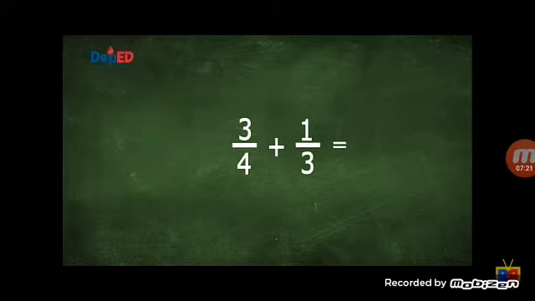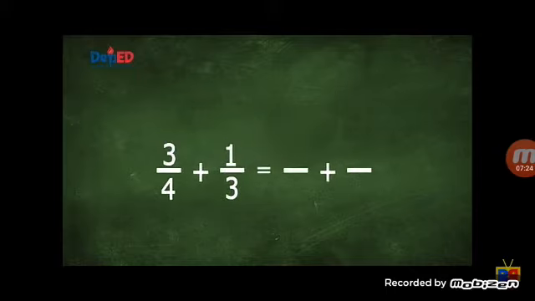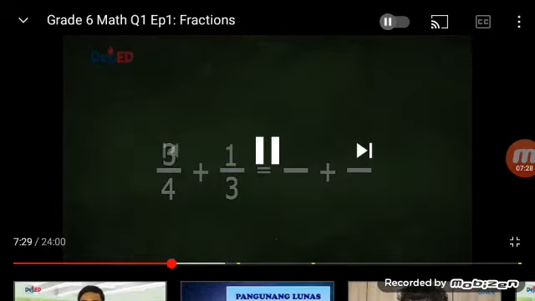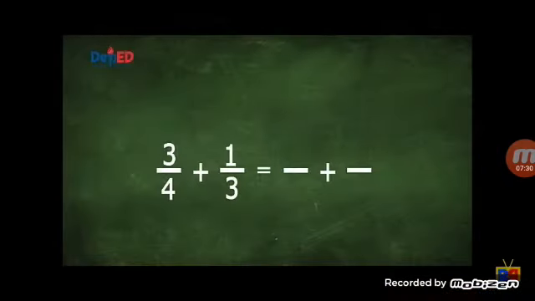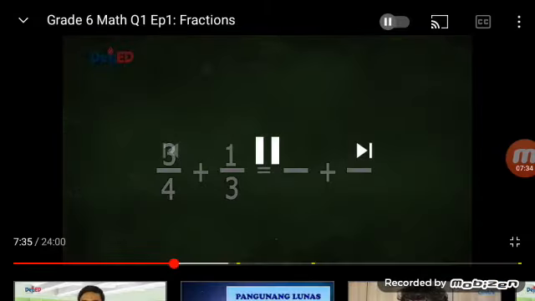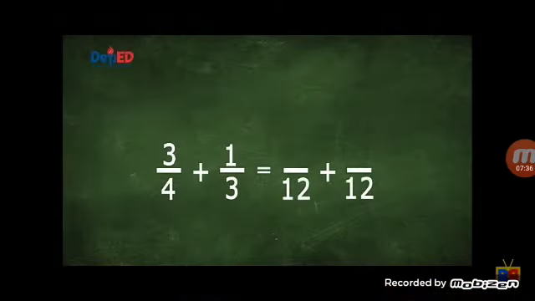Step 1. Change fractions to similar fractions through getting the least common denominator or LCD of 4 and 3. Again, by using any method, the LCD of 4 and 3 is 12. Step 2. Divide the LCD by the given denominators and multiply by the given numerators.